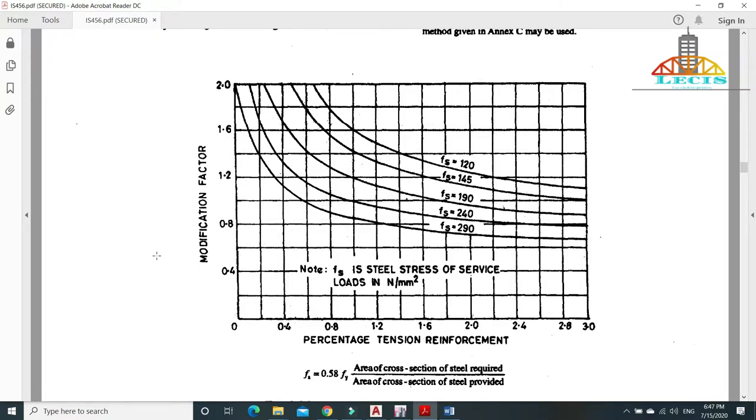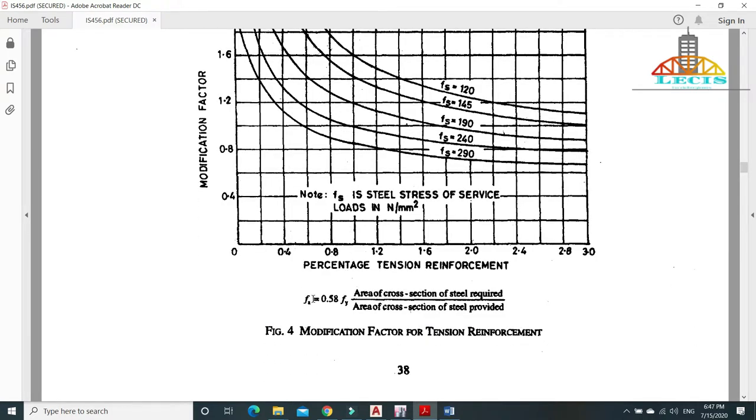that to find the modification factor for tension reinforcement, you need to know two things. The first thing is the percentage of tension reinforcement, that we have already assumed as 0.2 percent tentatively. And you need to find the Fs. These are the curves of Fs. And Fs is given by this formula, that is 0.58 times Fy times area of cross section of steel required divided by area of cross section of steel provided. We are just trying to find the tentative value of Fs, and here we are using HYSD 500 grade rebar. So the Fy will be 500 MPa.